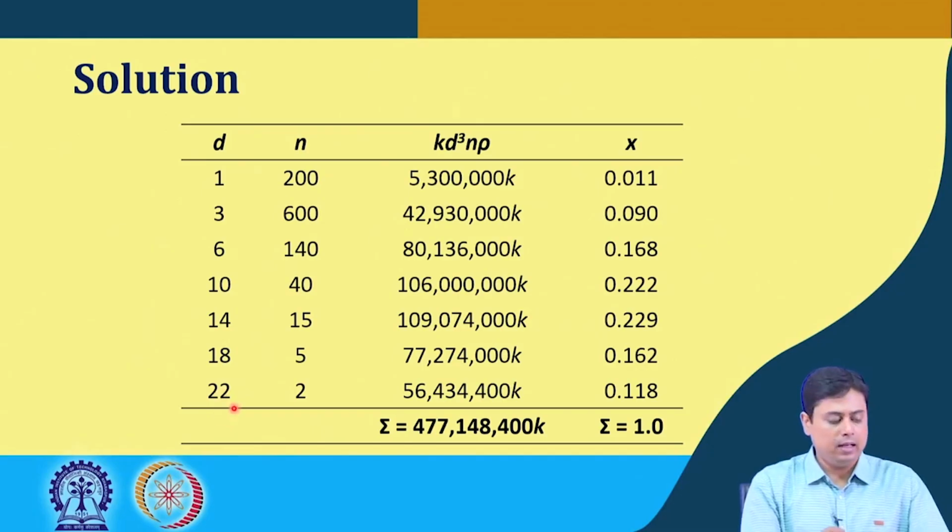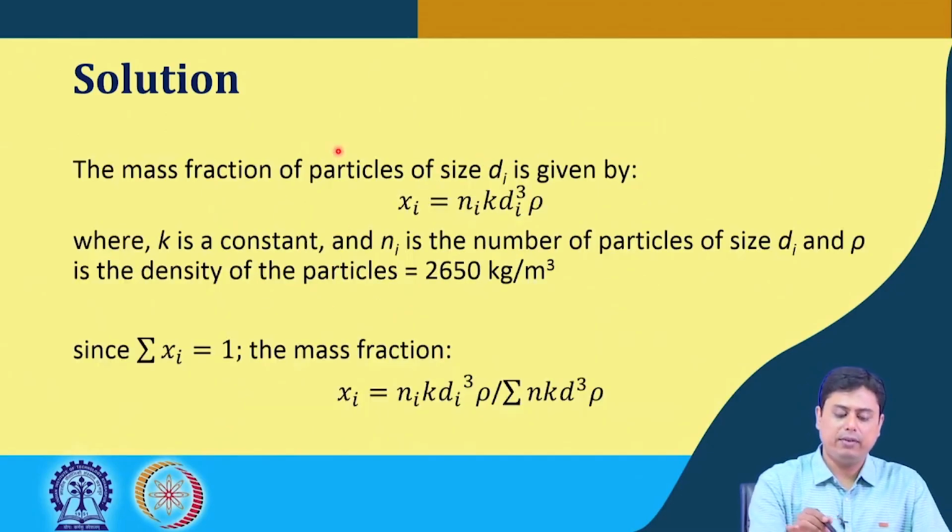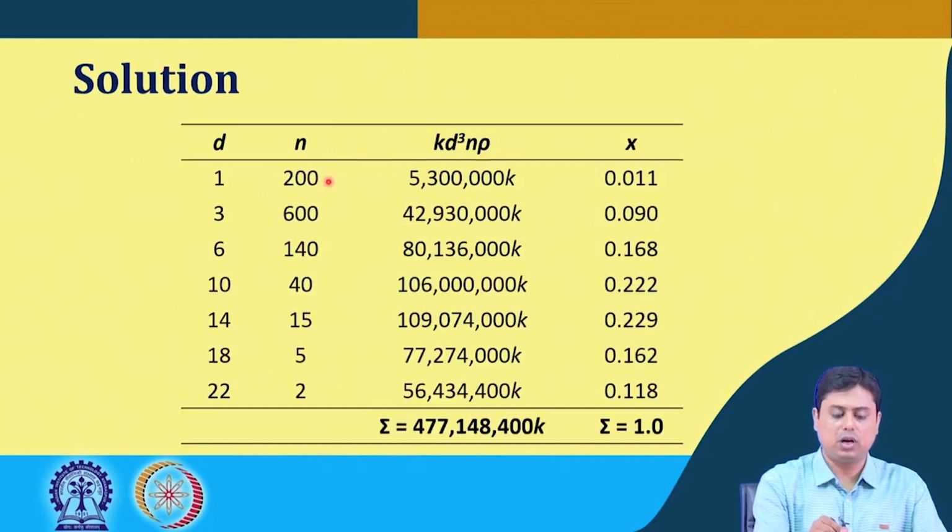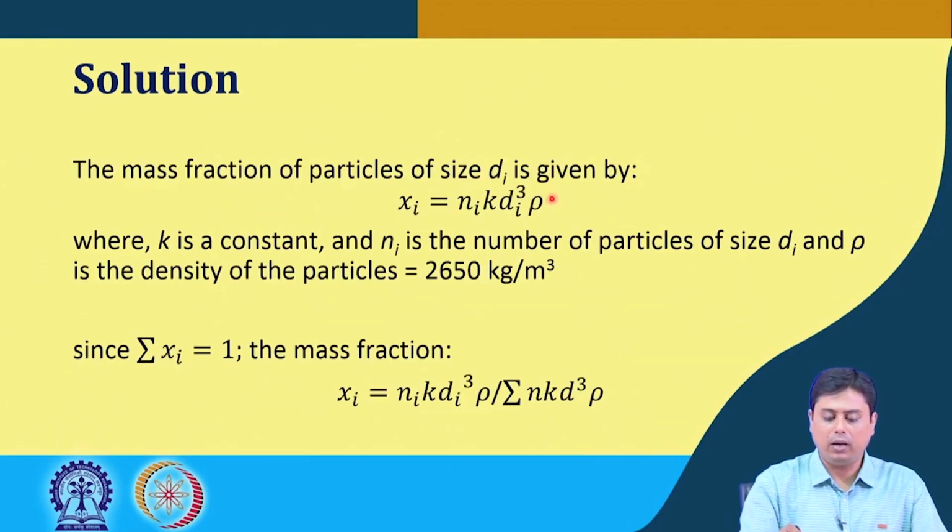Then this n we have written here. This is 2000, this is a mistake here. So, this is 2000, 600, 140, 40, 15, 5 and 2. And then we find out this parameter, because eventually we have to calculate this expression to get the mass fraction from the number. So, here we have n_i, k, d, rho.